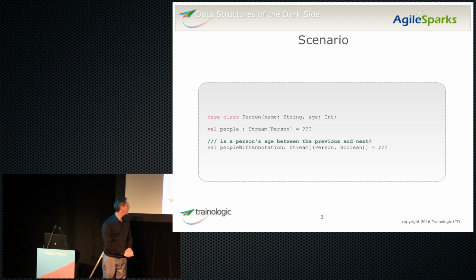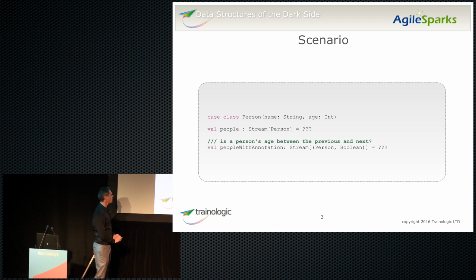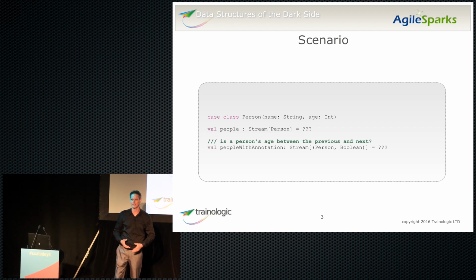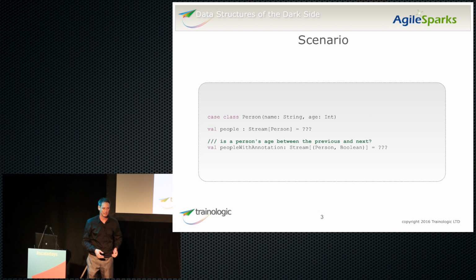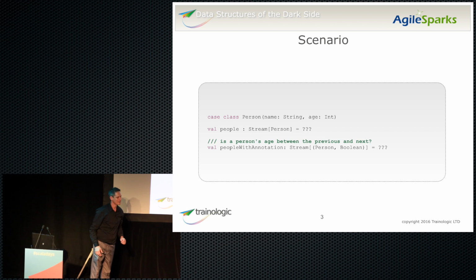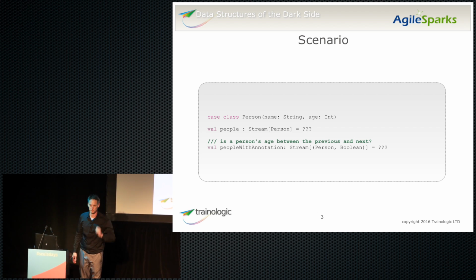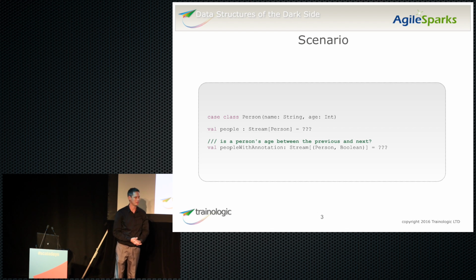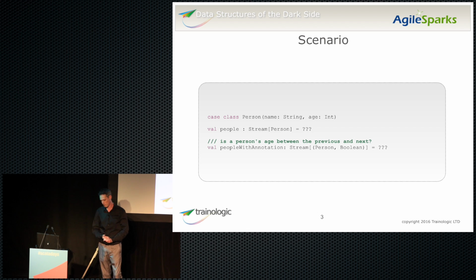In this scenario, we have some stream of persons, some people stream, which may be infinite. And we want to annotate the persons, like, are they a sandwich? A sandwich means that if the age of the previous person is less than the current person and the next person's age is greater than the current person, then I want to just say this person is true. It's a sandwich person. Okay? I want to be able to create this val person with people with annotation.